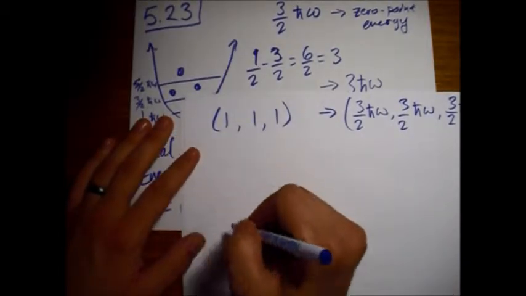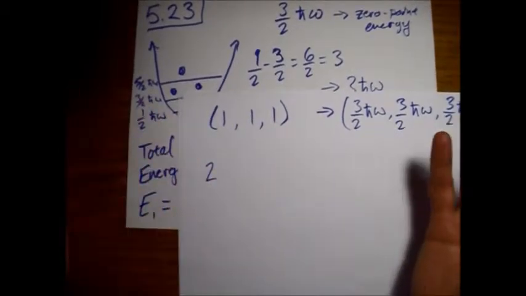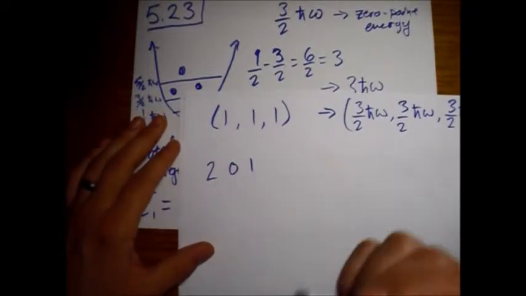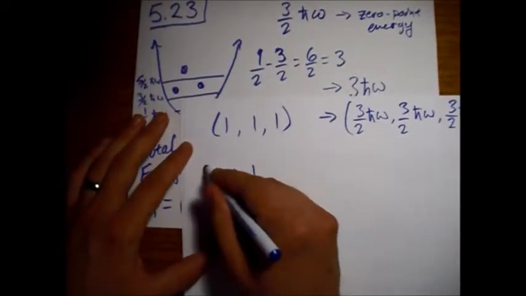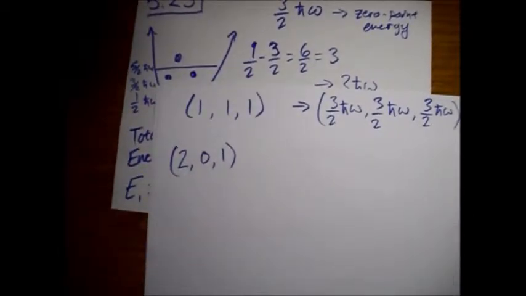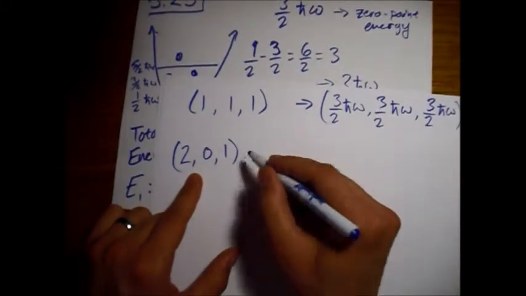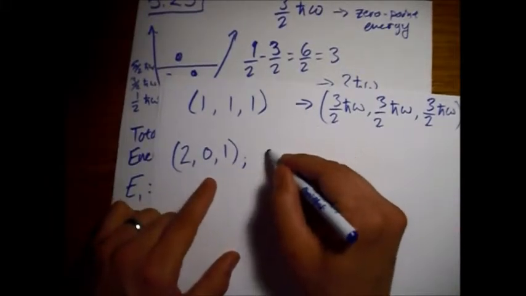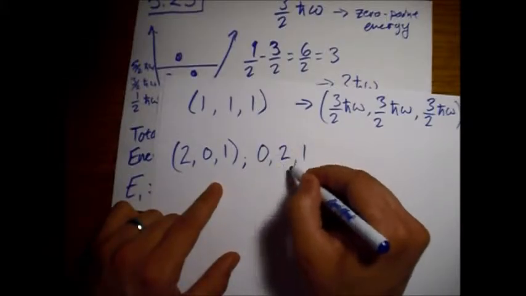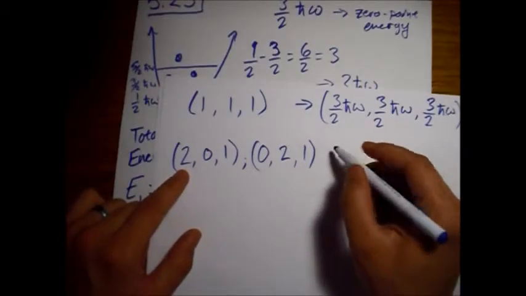Another way to do it would be, suppose one of these had 2. Well, we only have 3 to give. That means another one must have 0, and the last one must have 1. Okay, so this is another way to divide them up. But since they're distinguishable particles, this is a different state from, say, 0, 2, 1. Okay, so there are 6 of these different combinations.